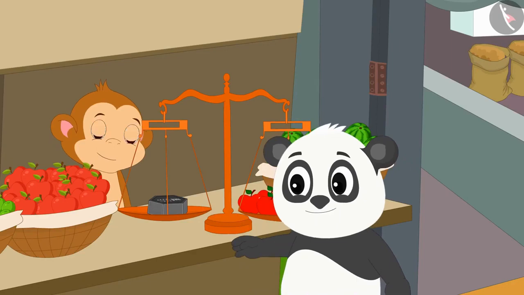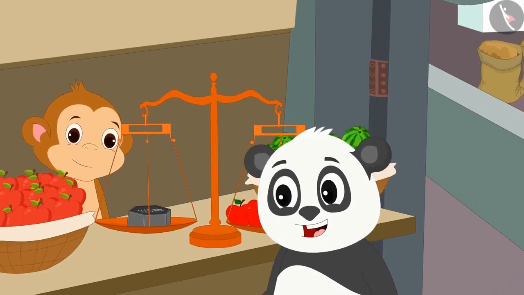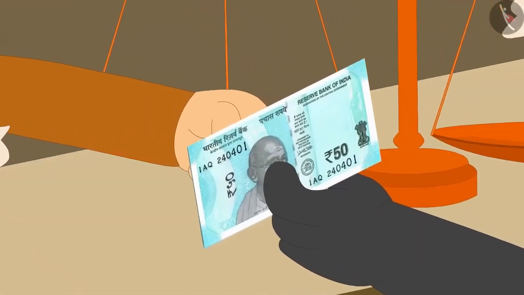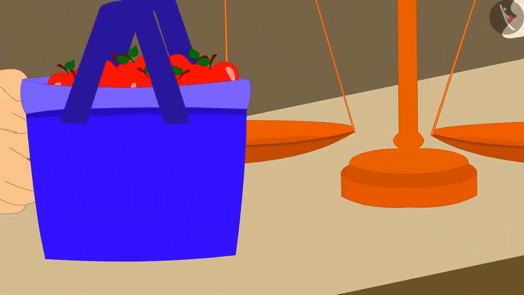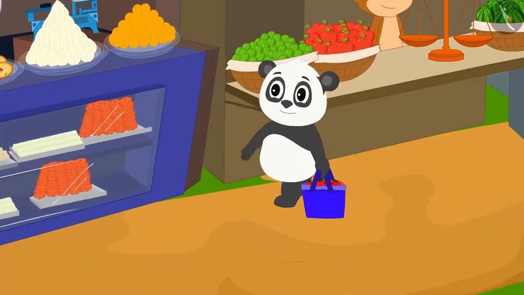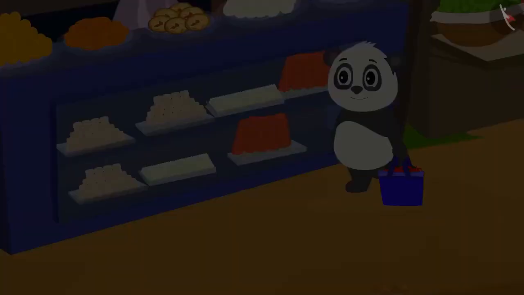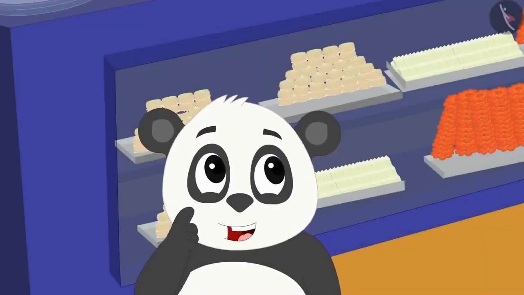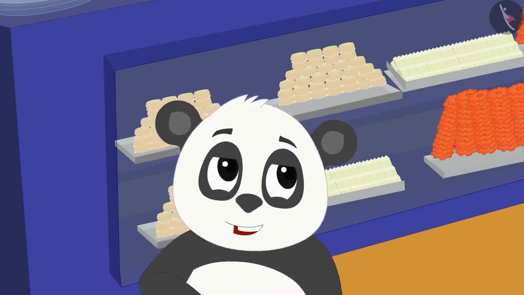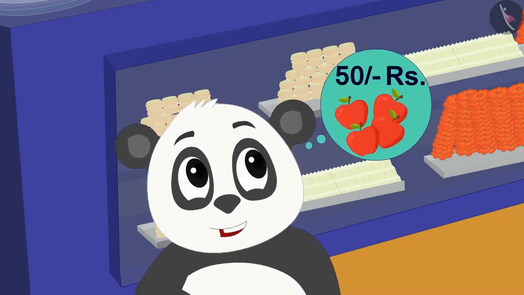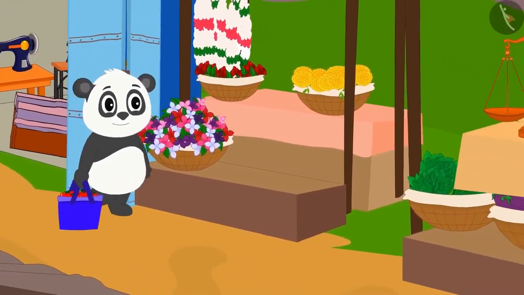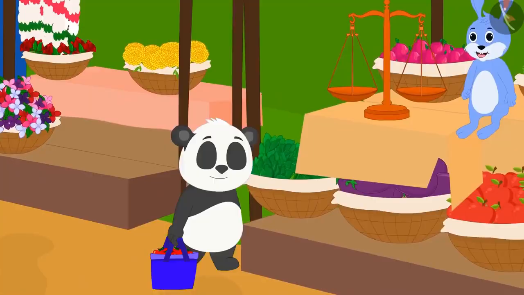1000 grams! So many apples! Golu got excited by the thought. He quickly gave Babban 50 rupees and took his apples and started shopping in the market. After a while, Golu thought, I got so many apples for only 50 rupees. Let me buy more apples for 50 rupees. Thinking this, Golu went to Bunny's fruit stall next to him.